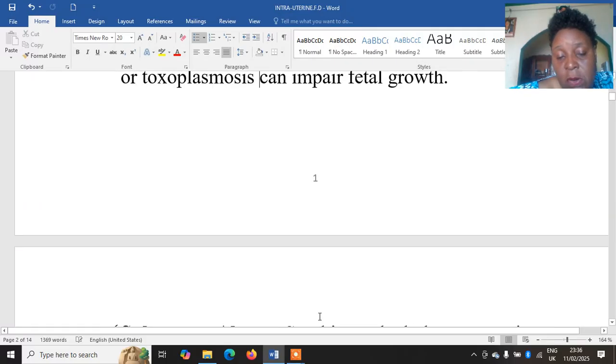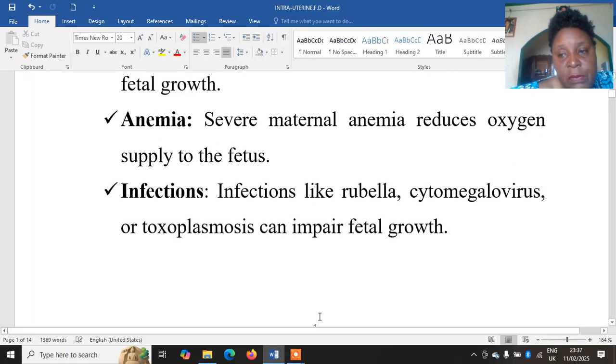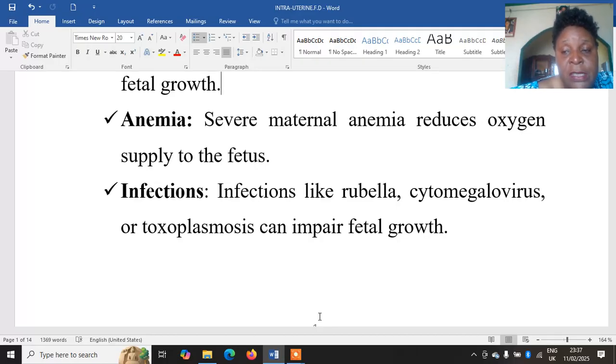Anemia is a common case in pregnancies, whereby mothers get iron deficiency anemia, vitamin B12 anemia, and folate anemias. All these anemias, they reduce the oxygen supply to the fetus, because somewhere we know that the heme is the one which attracts oxygen. And then when the mother has reduced hemoglobin, then it means that the fetus will also get reduced hemoglobin.